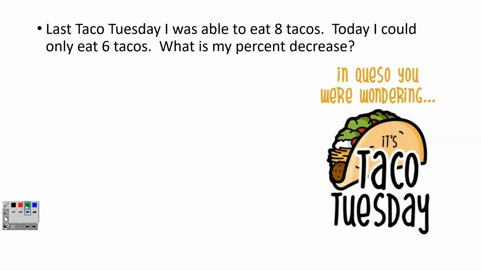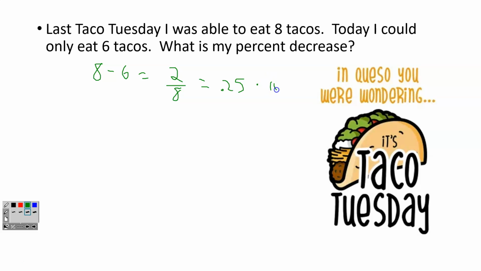So here we go. Last Taco Tuesday, I was able to eat 8 tacos. Today, I could only eat 6. So what's my percent decrease? Well, I need to find my difference. So I'm going to do 8 minus 6, and that's going to give me an answer of 2. Now I want to divide it by the original. The original, remember, is what happened first, or maybe like the oldest number. And that was last Taco Tuesday when I was able to eat 8. So there's my original. So when I do 2 divided by 8, I'm going to get 0.25, which I can then multiply by 100.